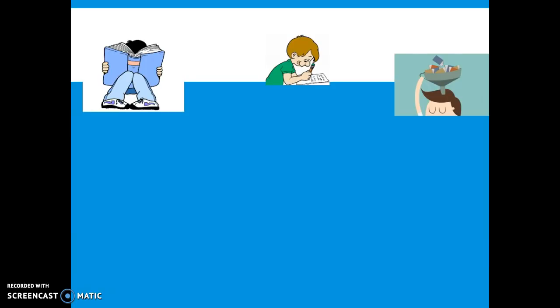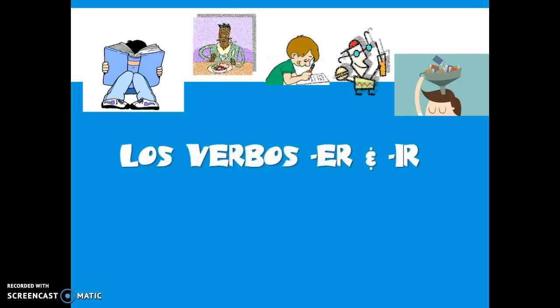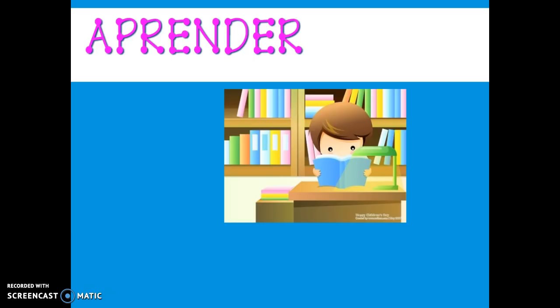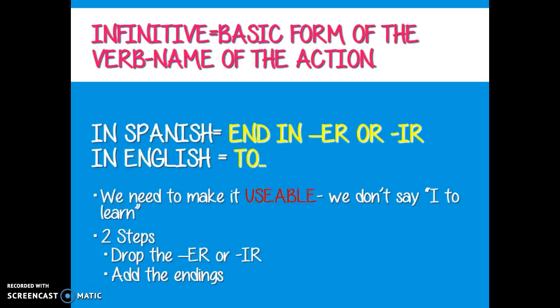Today we're going to learn how to use the verbs that end in ER and IR correctly. Those are verbs such as leer, comer, escribir, beber, aprender. So, aprender, to learn. Remember that an infinitive is the basic form of the verb when you have not changed it, the name of the action. In Spanish, they end in ER or IR, and in English, that ER or IR means to.